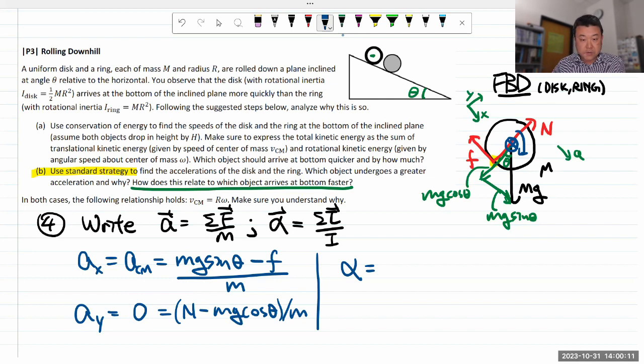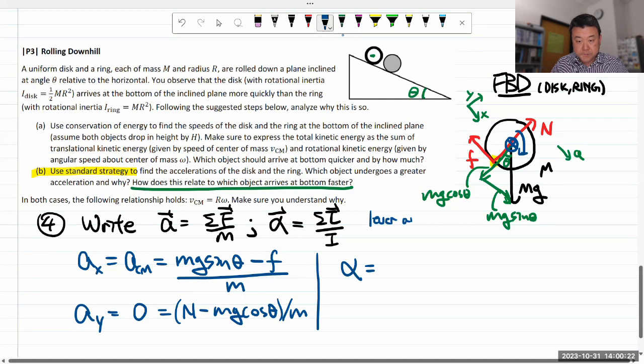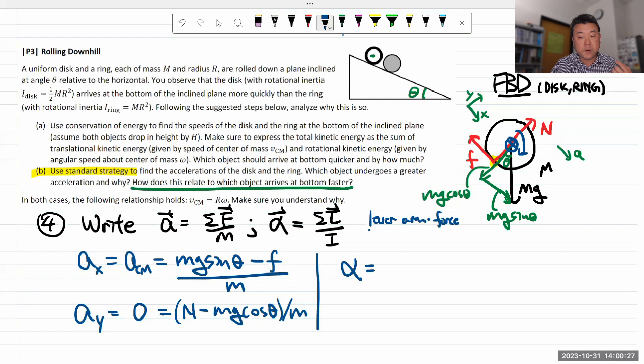So with that, I need to write down net torque. Let me call clockwise to be positive. For each net torque calculation, I'm doing lever arm times the force. Lever arm, I mean the perpendicular distance from the center of rotation to the point where the force is acting. So with the normal force, lever arm is zero because the line of action for normal force is going through that point. So normal force provides zero torque.